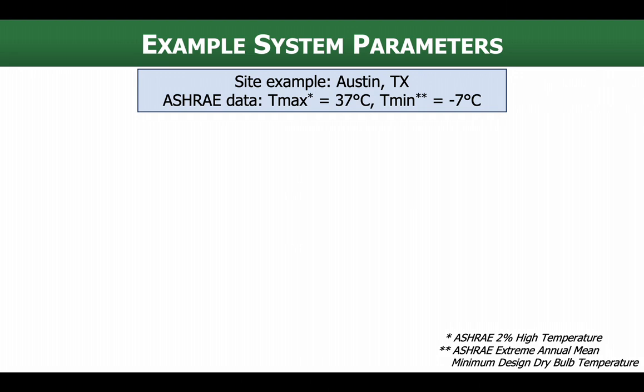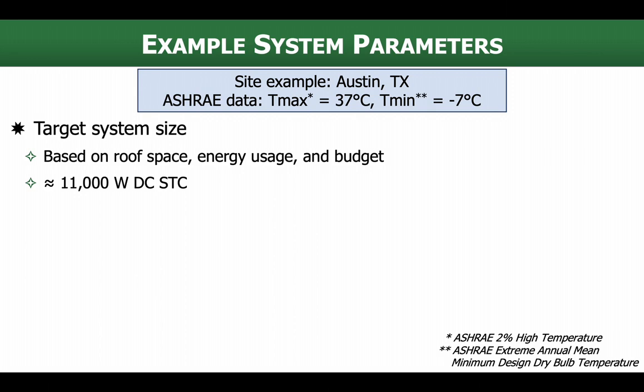Let's set the stage for the rest of the sizing that we'll be doing throughout this presentation. Here's the backdrop for the system we'll be sizing. It's going to be located in Austin, Texas. We've got our ASHRAE high and low temperature data on the slide there for you. Maximum temperature 37 degrees Celsius, minimum temperature -7 degrees Celsius. We are targeting a system of about 11,000 watts of PV. So that's our DC STC, standard test condition wattage of the array, 11,000 watts. That's going to be based on the roof space, the energy usage, the budget. That's not the focus of the lesson here. Let's just start with this number, and that we're going to be targeting 11 kW.